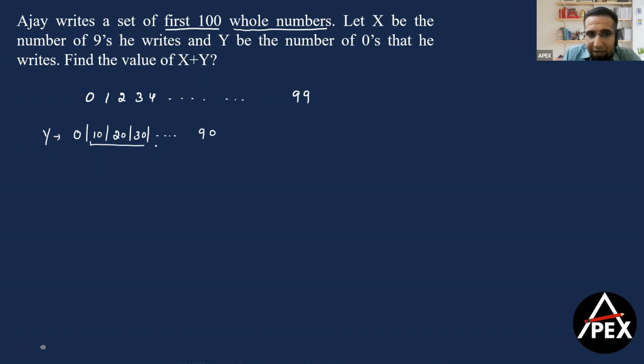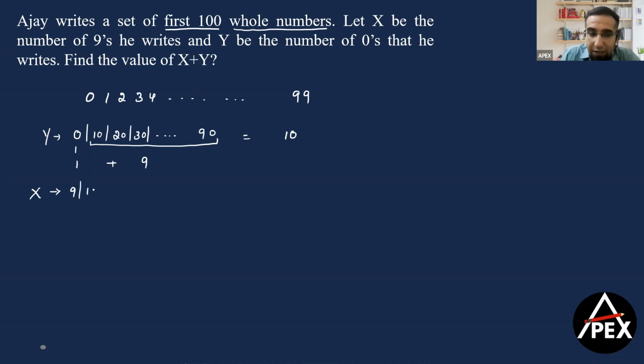So if you observe from 10 to 90, we are writing 9 numbers, and 0 is also one of the numbers. So 1 plus 9, the value of y here becomes 10. Now, what is the value of x? X is the number of nines that we write. Now, this is again a point where students generally commit a mistake. Right, let's start with this.